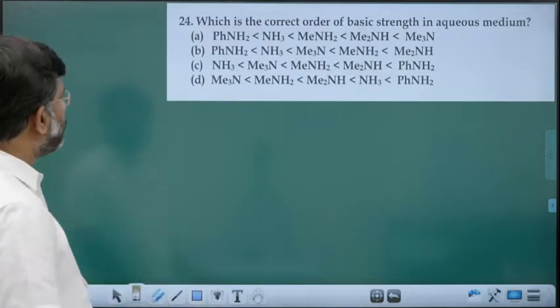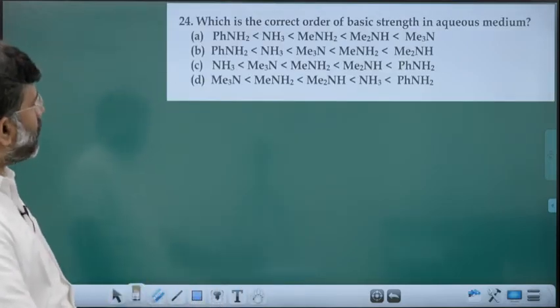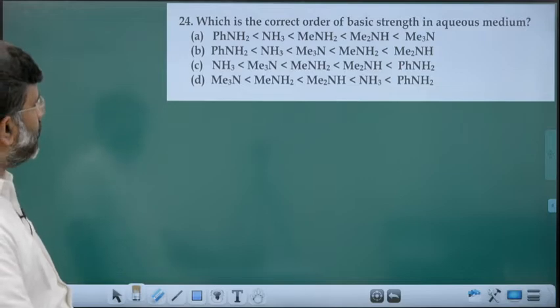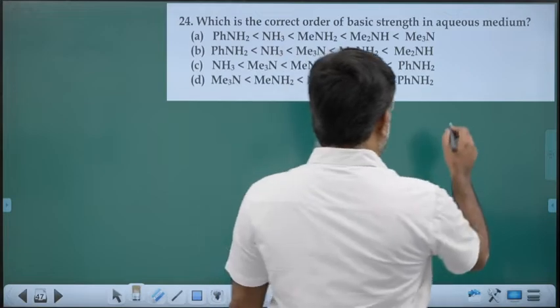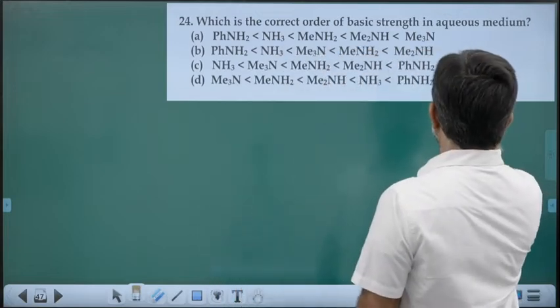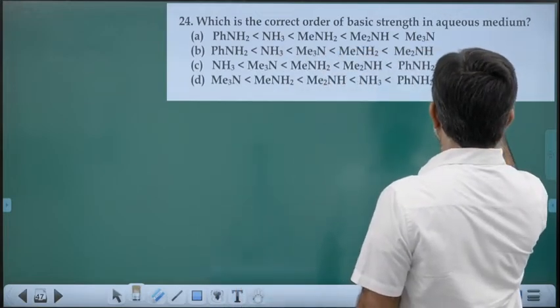Next one. Correct order of basic strength. Now see, this is for methylamine, and hope you remember what I told. It is tertiary.